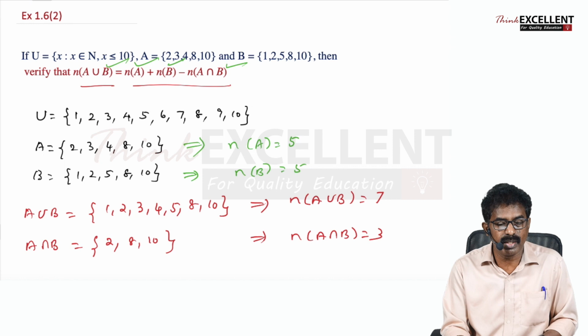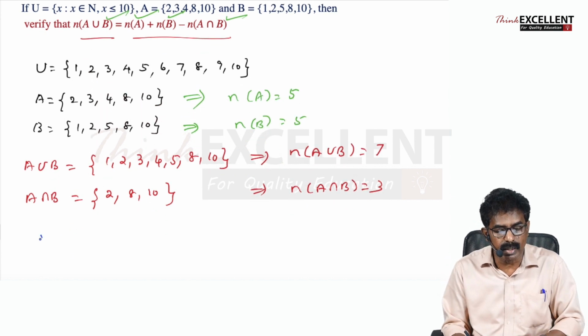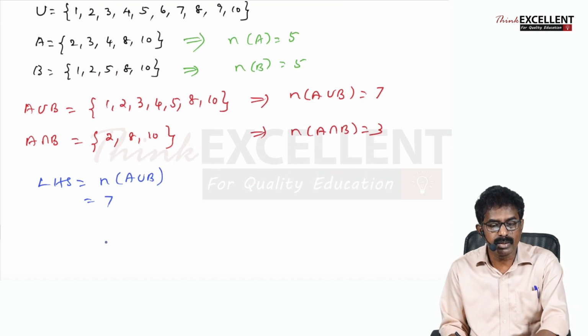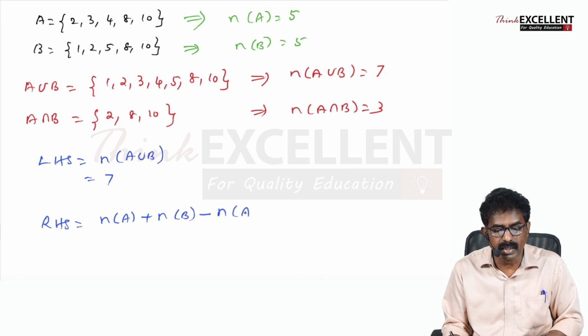Then what do you have to verify? You find both LHS and RHS separately. LHS is n of A union B. It is 7. RHS, you write, RHS is n of A plus n of B minus n of A intersection B. Substitute the element numbers: n of A 5, plus n of B also 5, minus n of A intersection B is 3.